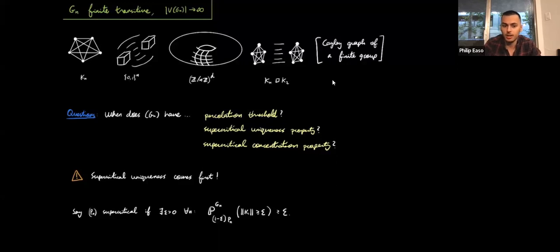when does it have a percolation threshold in the sense of the complete graph? When is there a sequence of parameters that plays the role of percolation threshold? Given that, you could define what it means to be supercritical with respect to it. And then you could ask, does it have the supercritical uniqueness property or the supercritical concentration property? The goal for at least the first half of this talk is to outline our answers to these three questions. It turns out, rather surprisingly, that supercritical uniqueness comes first.